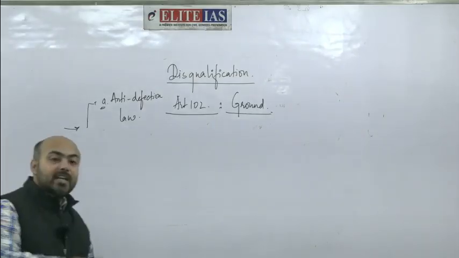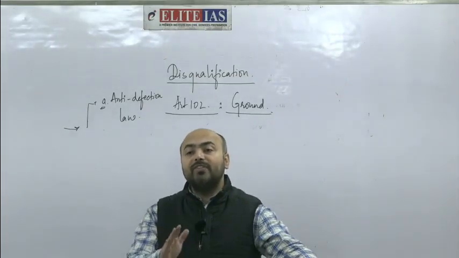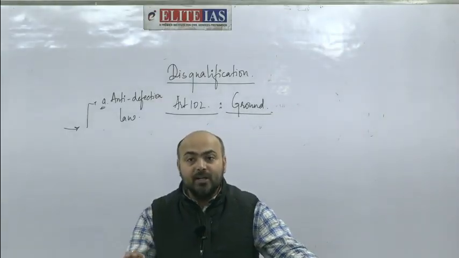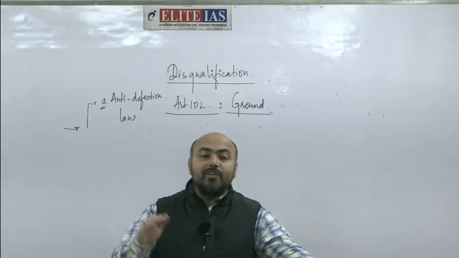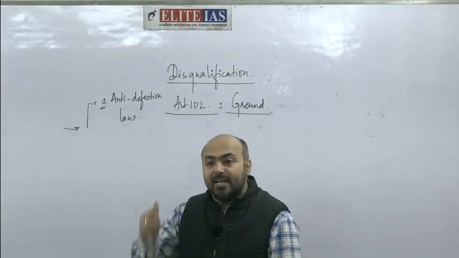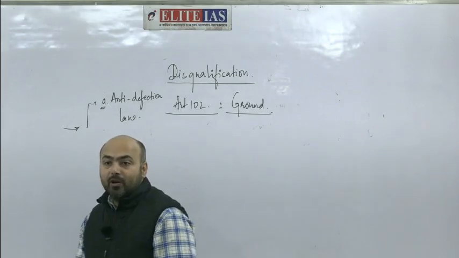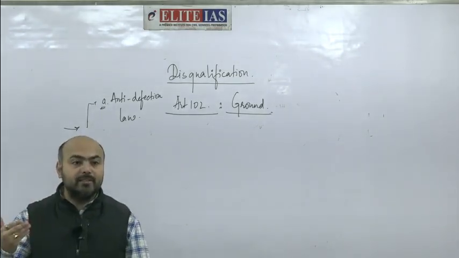Otherwise, in other cases, that is under Article 102 of the Constitution, disqualification is done by the President on the recommendation of the Election Commission. Now, we had also dealt with a case in which the Supreme Court upheld the validity of the anti-defection law, the 1992 case, the Kihoto Hollohan case. We had seen that.